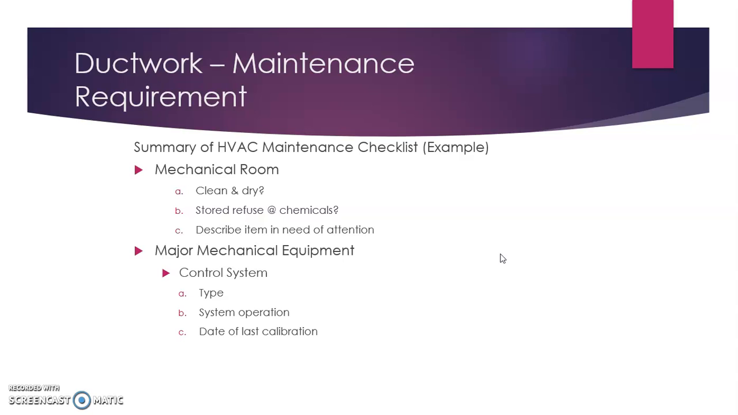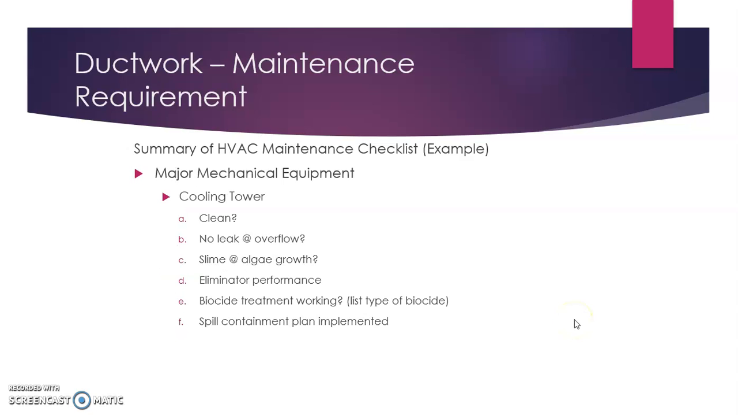Also whether the mechanical room stores any refuse or chemicals inside, because if any chemical is put there and there is any leakage, it will vaporize and maybe influence the other rooms that are supplied with air from that mechanical room. So you must describe any item that needs attention in that particular room. The next one is the major mechanical equipment there, for example, the AHU maybe. So what is the control system there? What is the type, the system operation, and the last calibration for those devices.